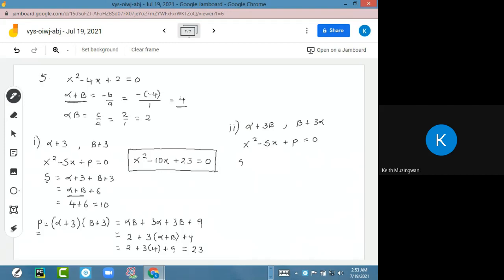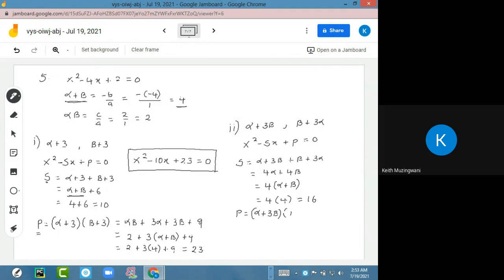Now the sum is alpha plus 3 beta plus beta plus 3 alpha, meaning alpha plus 3 alpha, we get 4 alpha. 3 beta plus beta, we get 4 beta. Factor out 4, we remain with alpha plus beta. But we know what alpha plus beta is, 4. So this is 16.